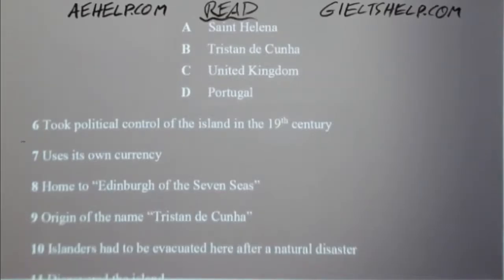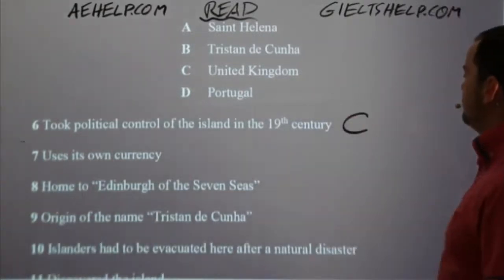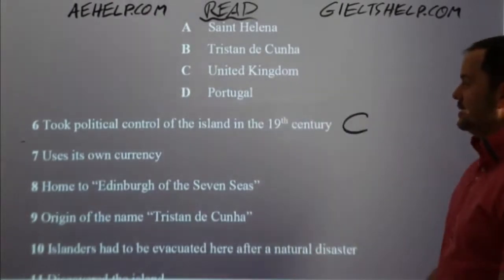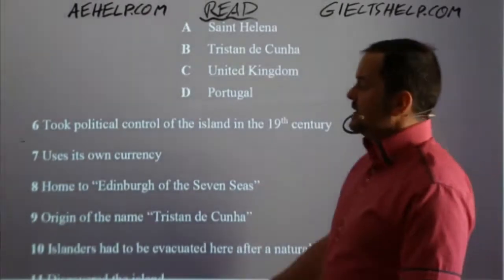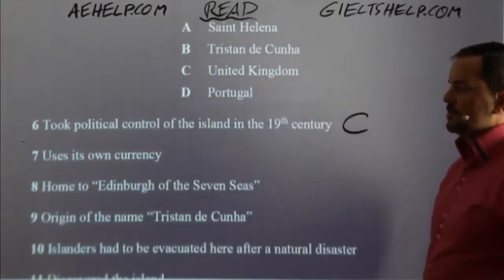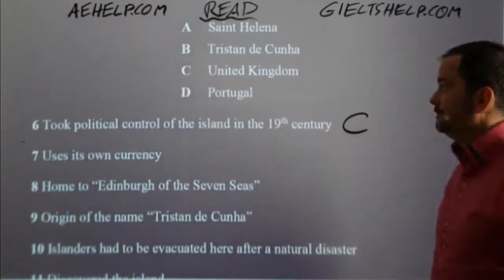Was it St. Helena, Tristan da Cunha, United Kingdom, or Portugal? Yeah, very good. So a lot of you are saying, oh, that was easy because I remember the British boats chasing away Captain Tristan da Cunha. Okay, number 7 uses its own currency. So uses its own currency. A, B, C, or D?